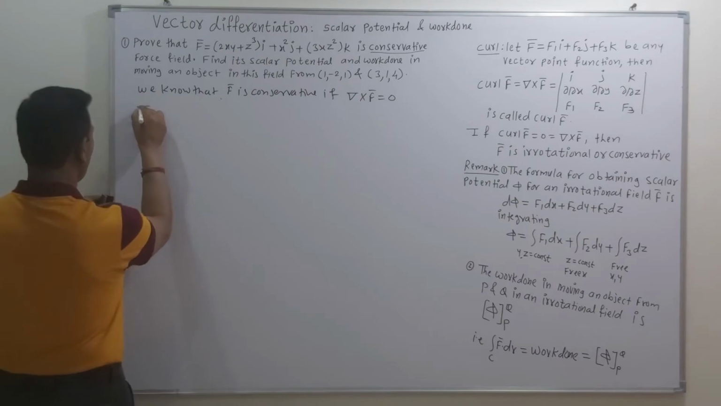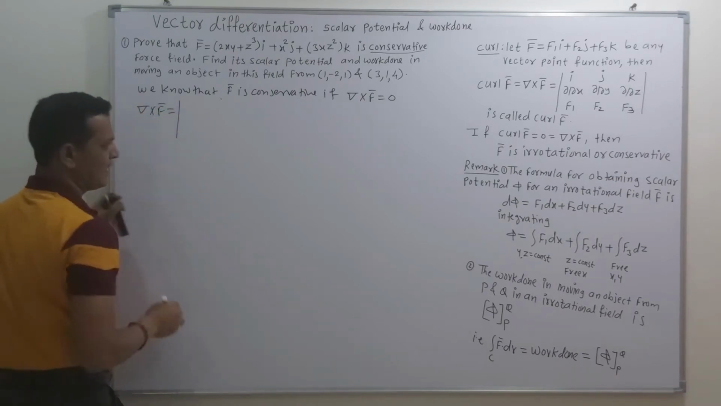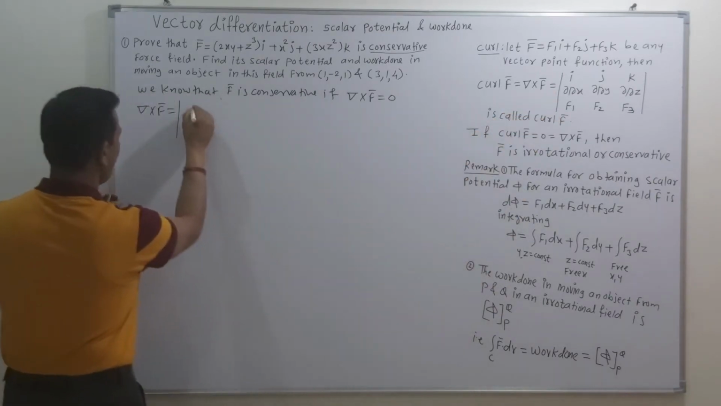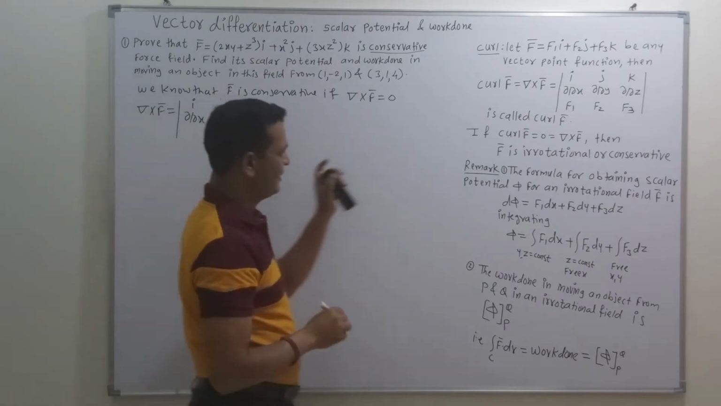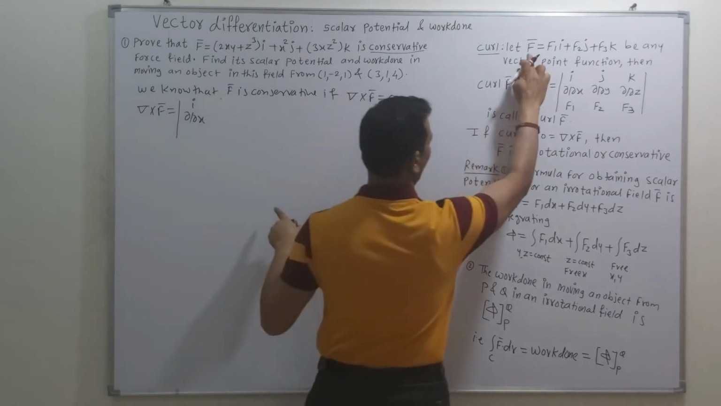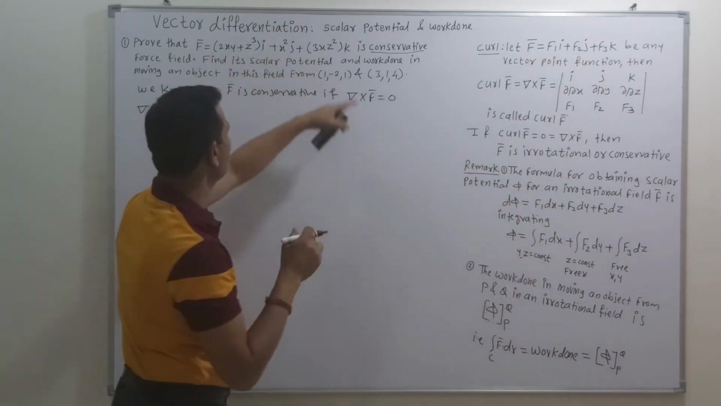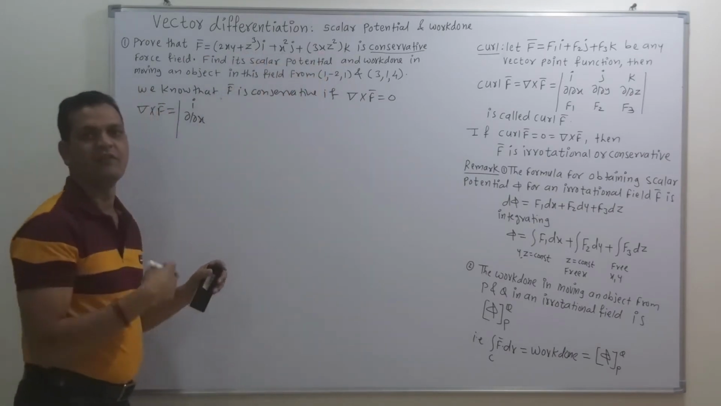So let's find out the value of del cross f bar, which is defined as i times the partial derivative with respect to x of the value of f1. So here, if we compare the value of f bar, which is f1 i plus f2 j plus f3 k, with this equation, then this is the value of f1, this is the value of f2, and this is the value of f3.